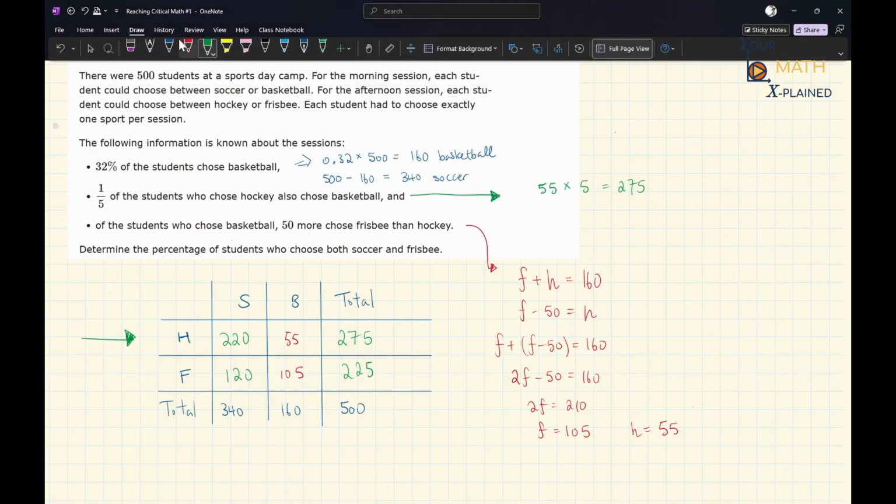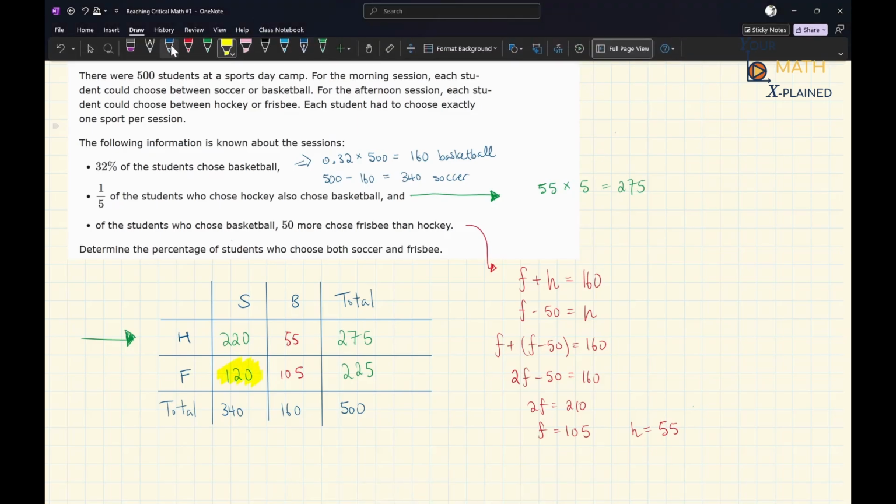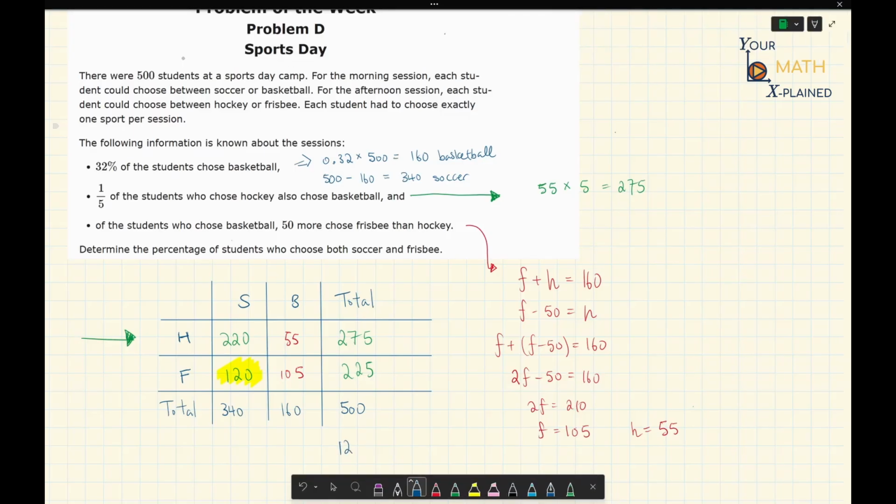In this problem, they're asking us for the percentage of students who chose both soccer and frisbee. That is corresponding to this cell right here, which means we can find the percentage by taking 120 divided by 500 and then multiply that by 100. That'll give us 24% as our answer.